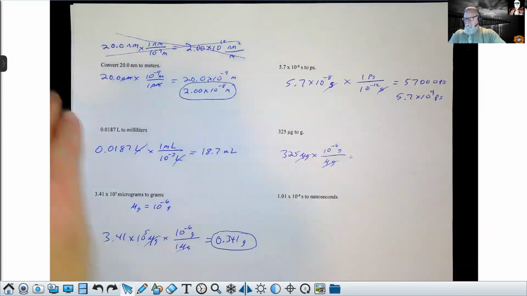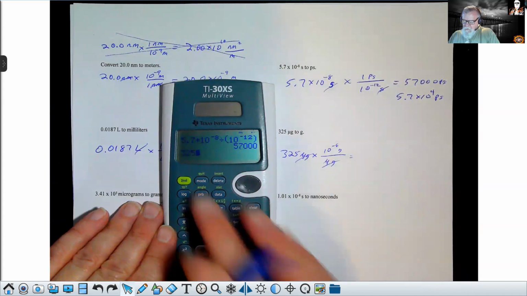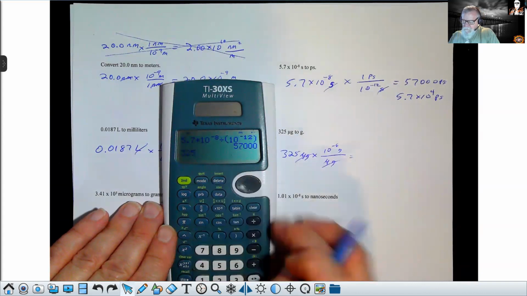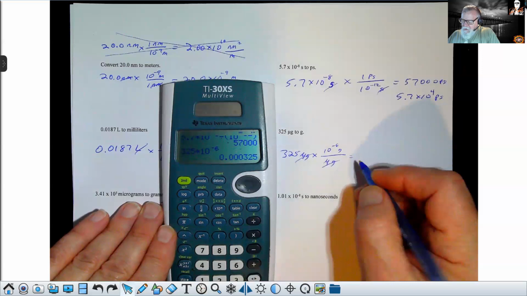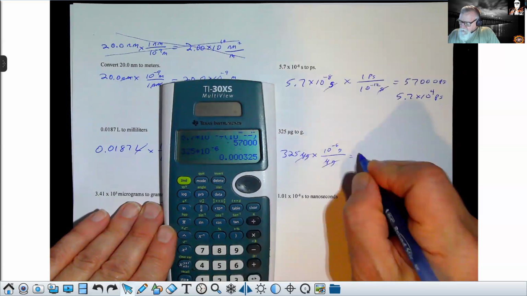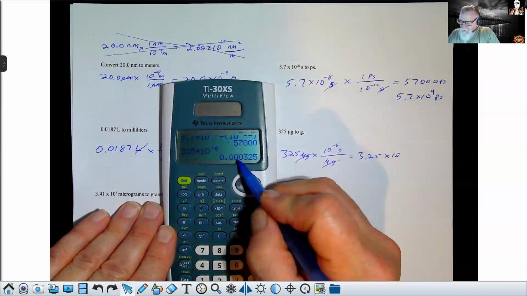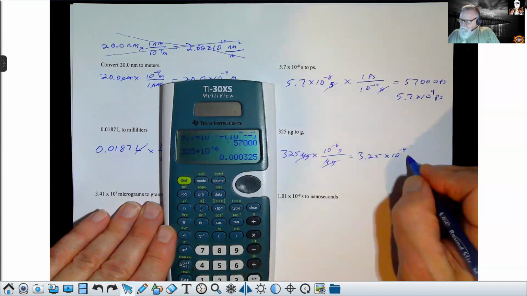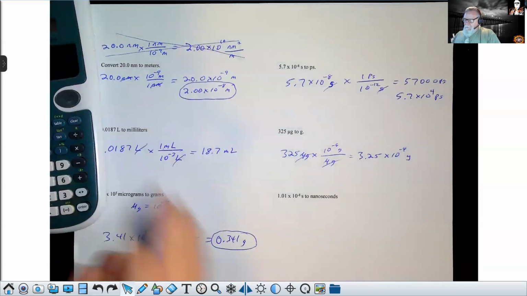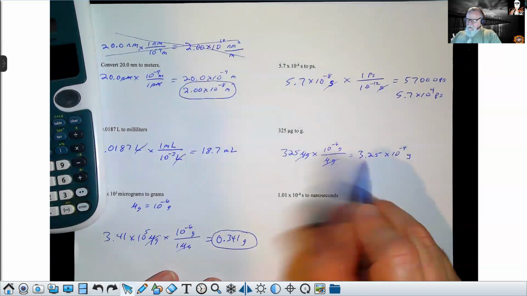Okay. So let's do this calculation. 325 times 10 to the negative 6 equals, and that would be 3.25 times 10 to the negative 1, 2, 3, 4, right? To the negative 4. And that would be grams. All right. And then, so 3 sig figs again.